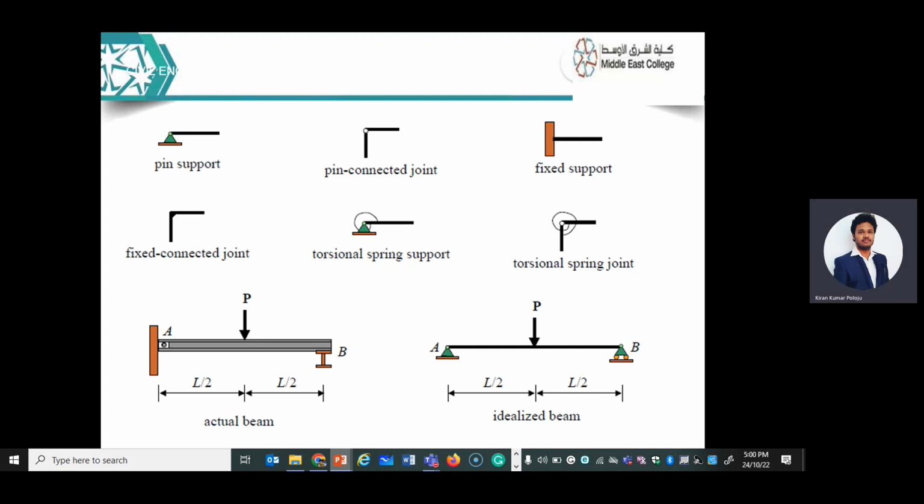Simply supported beam, 2 supports. Fixed beam, 2 sides are fixed. Continuous, more than 2 supports. Overhanging beam, the sides are hanging without any support. Is it clear? Different types of beams.